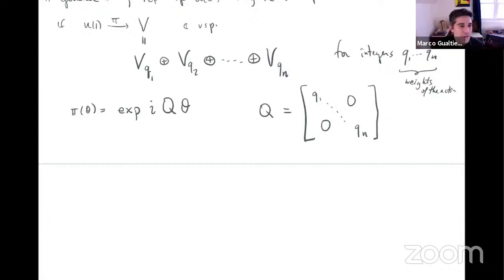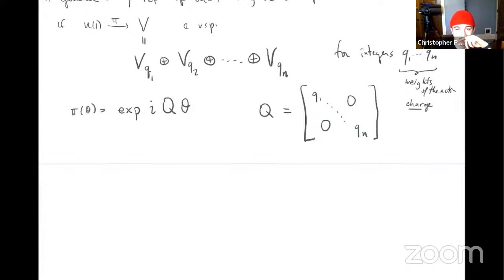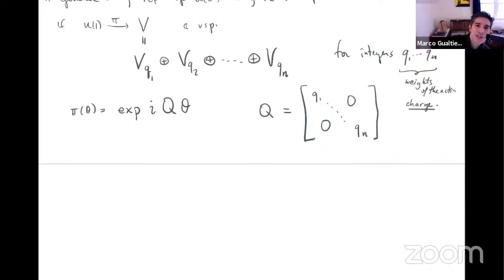These integers in physics are called what? If anyone wants to hazard a guess. They're called, anyone? Quantum numbers? Charge. You've heard of charge, right? Electron has -1 charge. Neutron has 0 charge. That's literally what it means.